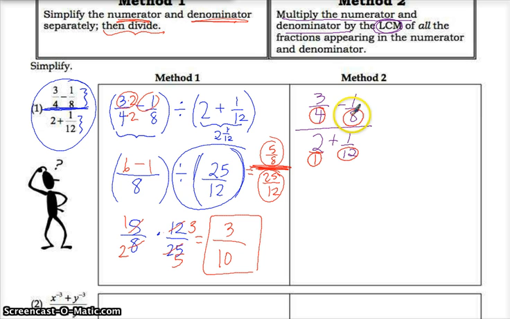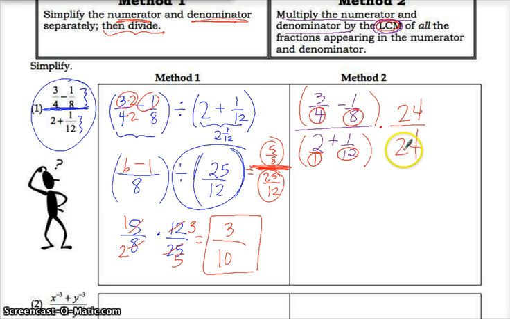So we double 8, we get 16. No, 12 times something doesn't give us 16. Let's triple 8, that's 24. 4 goes into 24 evenly, 8 goes into 24 evenly, and 12 goes into 24 evenly. So I am going to multiply the numerator and denominator by 24 over 24. So I'm multiplying the numerator and the denominator by the least common multiple.